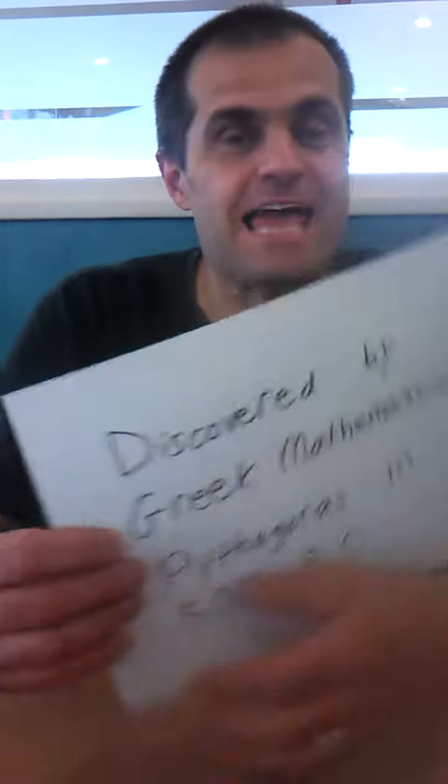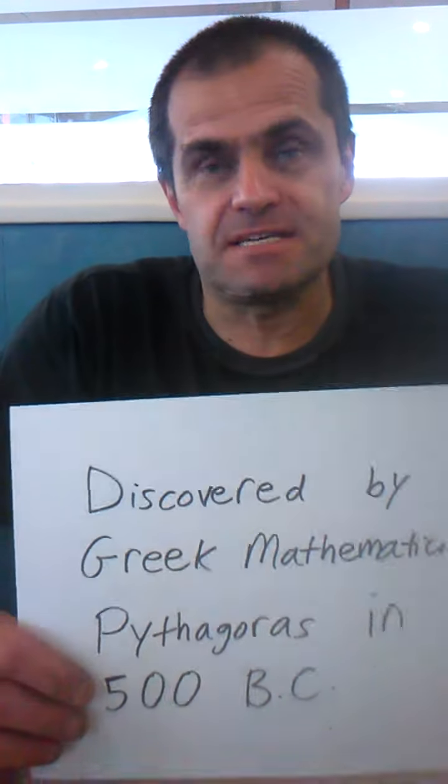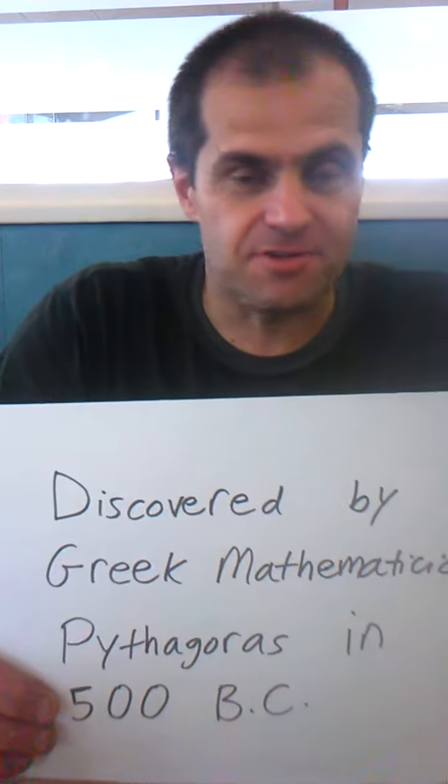Now, the Pythagorean Theorem has been around for a long time. How long do you say? Long enough that it was discovered by the Greek mathematician Pythagoras in 500 BC. So this formula is over 2,500 years old. Been around a long time. Pretty smart guy to have come up with it.